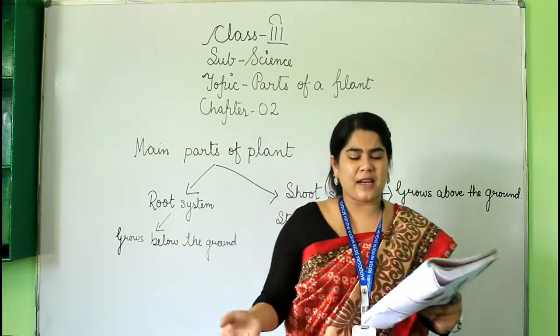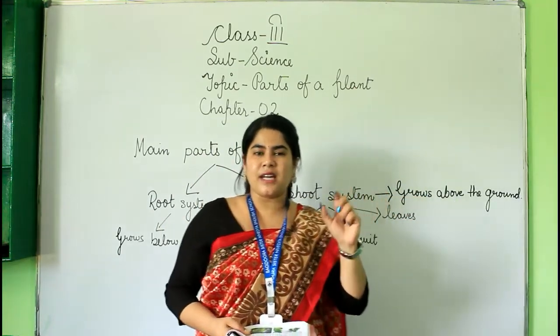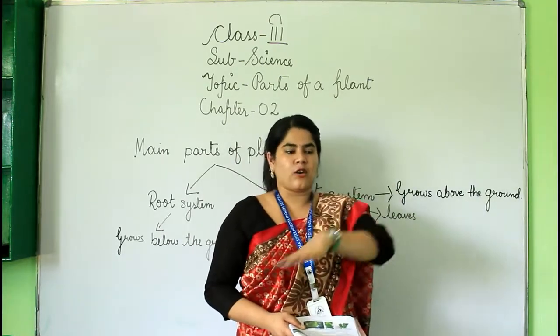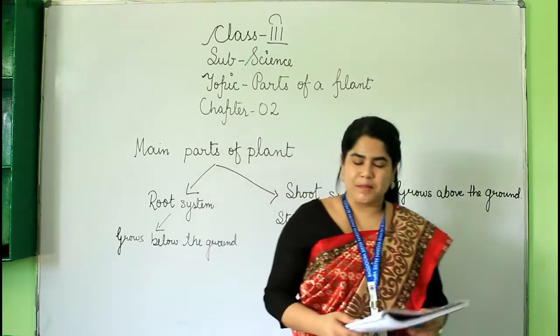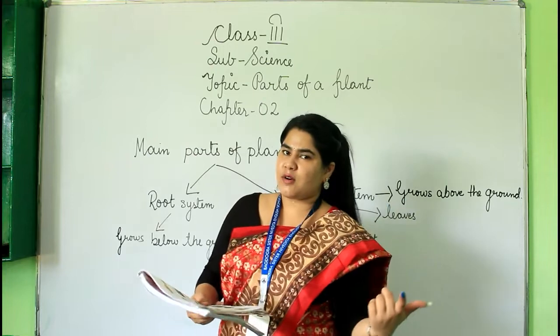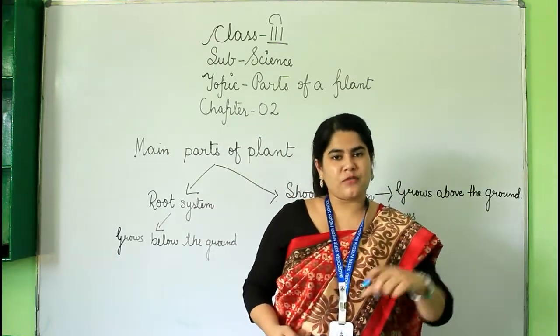Like pumpkin and watermelon, the fruits are very big, but the stems are very weak and soft. So that's why it doesn't go upright. It always creeps along the ground. That's why it is called a creeper. Now we have learned about roots and stems, and I have shown you which part of the plant is called root and which is called stem.